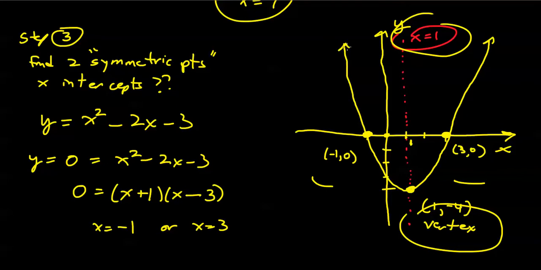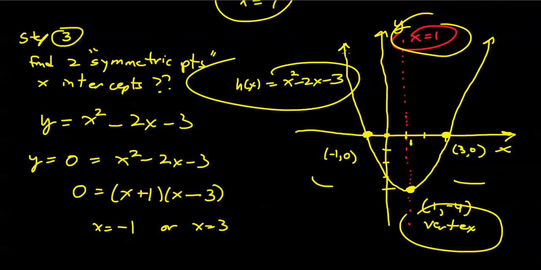Nice. So there is the graph of my parabola, and of course I need to label the parabola with the equation that generates it. H of x or y equals x squared minus 2x minus 3. Alright, so 3 points graphs you a nice parabola if you pick your points correctly. Okay?